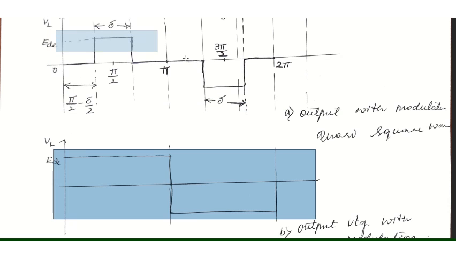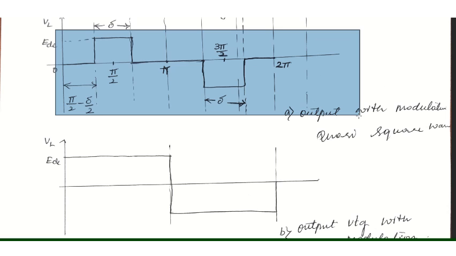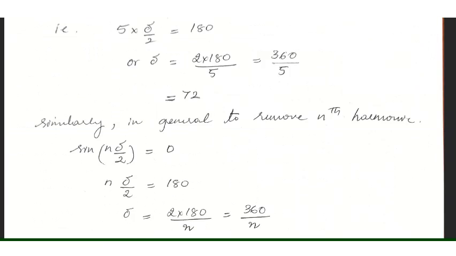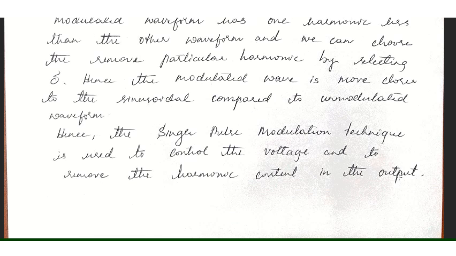Which means the modulated output is closer to the sinusoidal waveform. That's why this single pulse modulation technique is used to control the output voltage, and as we have discussed now, it is also used to remove the harmonic content in the output signal. That is about the single pulse width modulation technique. I hope it is clear. If you have any doubt, you can always get back. See you in the next session.